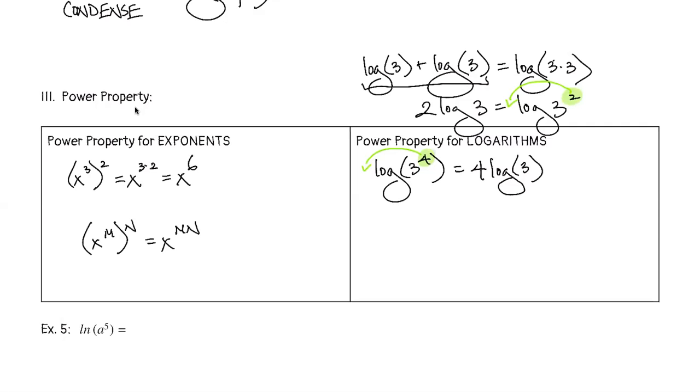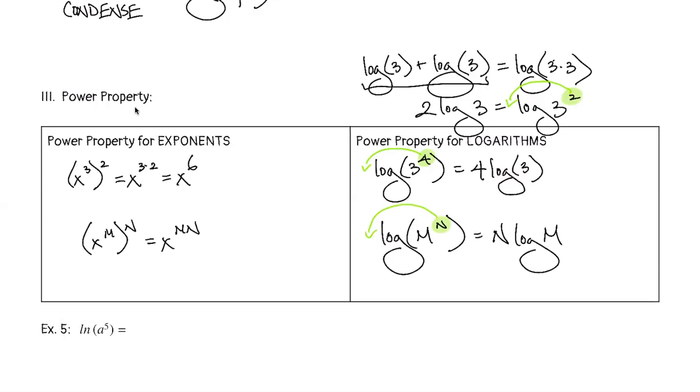Okay, so the power property is basically a shortcut for repeated addition. If you're adding the same thing over and over again, then it is a multiple of it. That's why we bring that power down to the front. Pretty cool, right? And so that means if we summarize this, log of m to the power of n is equal to, take the power, bring it down to the front, and we get n log m.